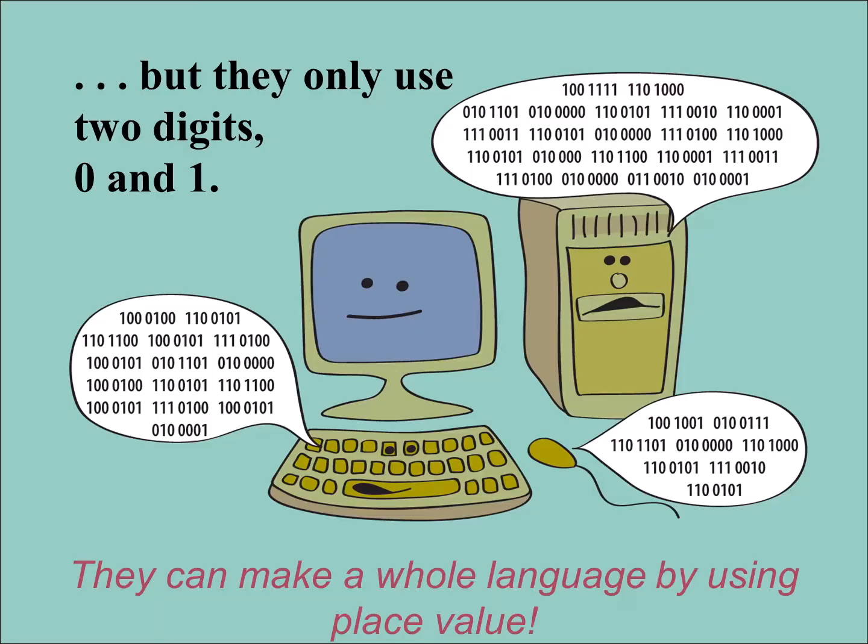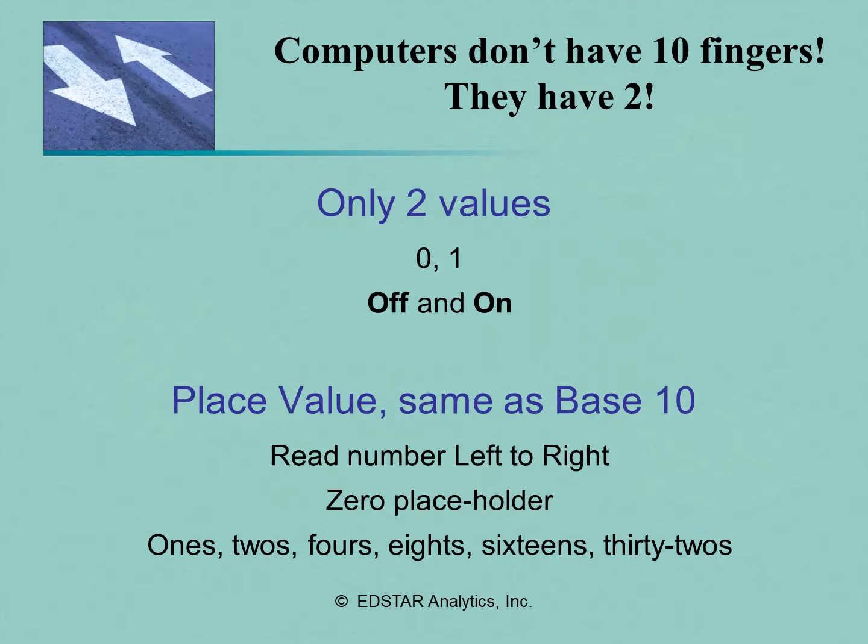They can make a lot of numbers, but they only have 2 digits. It's like computers don't have 10 fingers, they have 2. They only have 2 values, 0 and 1, and the way they represent these is by on or off. But there's a lot of similarities with their place value versus our base 10. The numbers are read left to right. 0 is a placeholder.